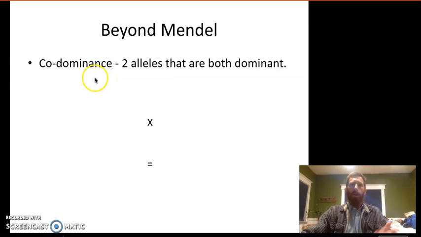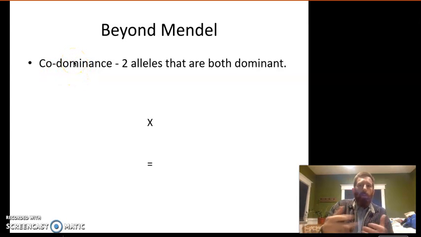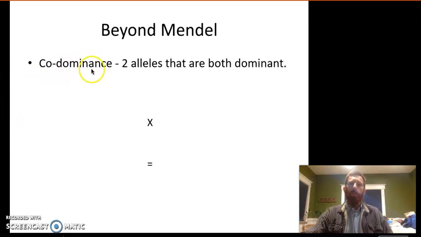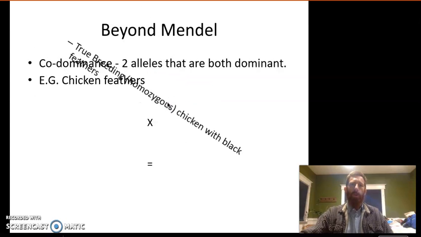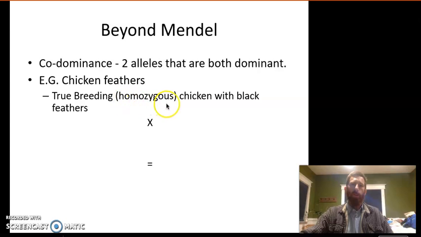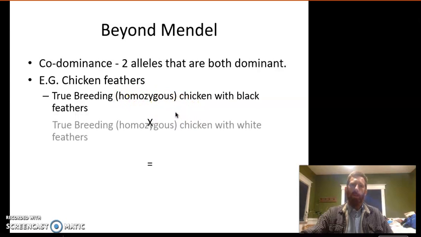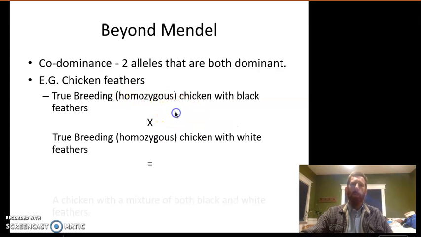Now, another non-Mendelian trait, or beyond Mendel as I call it, is called codominance. Before, it was almost like neither allele wanted to take charge, and so they just kind of blended. That's not true with codominance. With codominance, both alleles are dominant. So we see this in chicken feathers. We're going to take a true breeding homozygous chicken with black feathers and a true breeding homozygous chicken with white feathers.